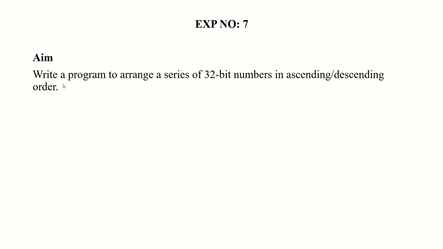Program number 7. Write a program to arrange a series of 32-bit numbers in ascending and descending order. Here they have given: write a program to arrange a series of 32-bit numbers. That means you have to consider numbers randomly, a series of numbers randomly, and arrange those numbers in ascending or descending format by using a low level language program. You have to write a program for that.